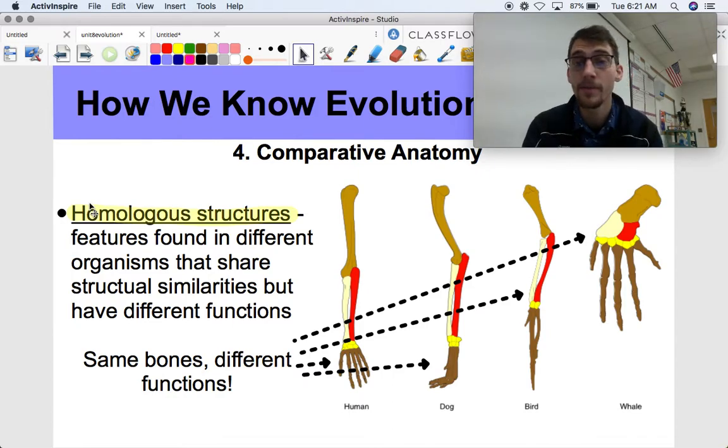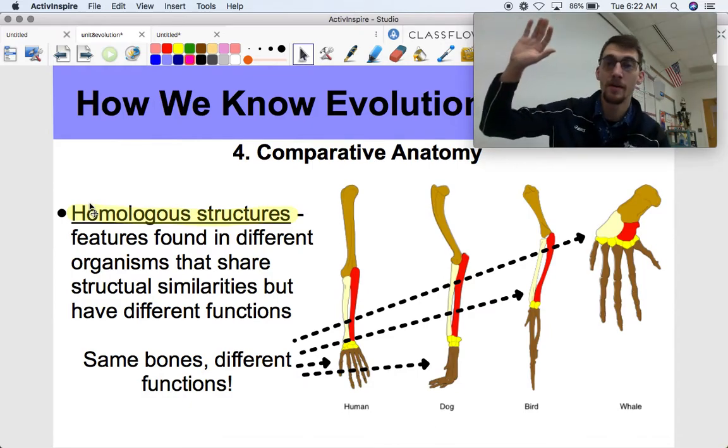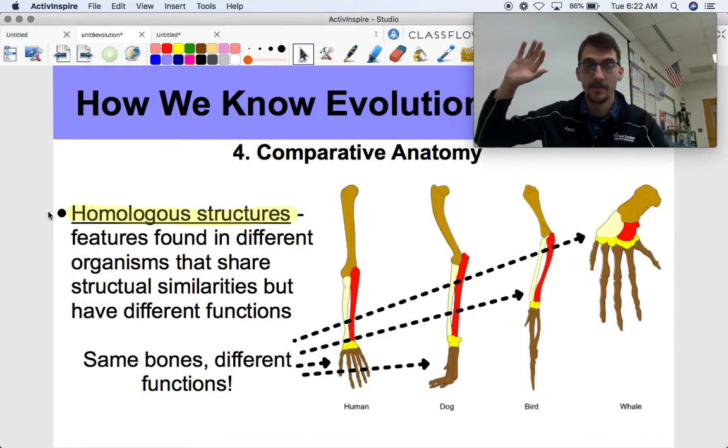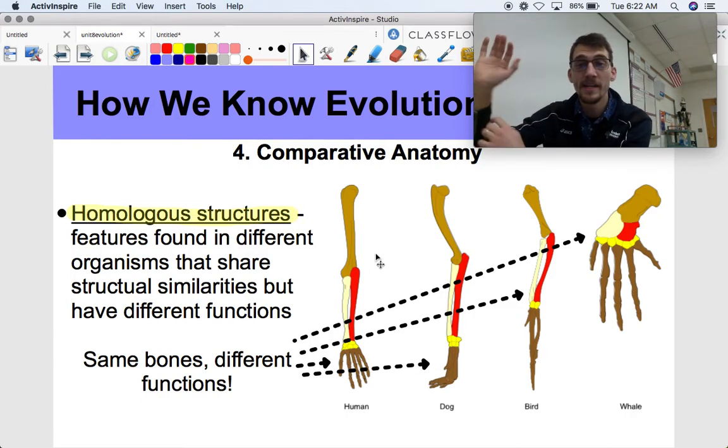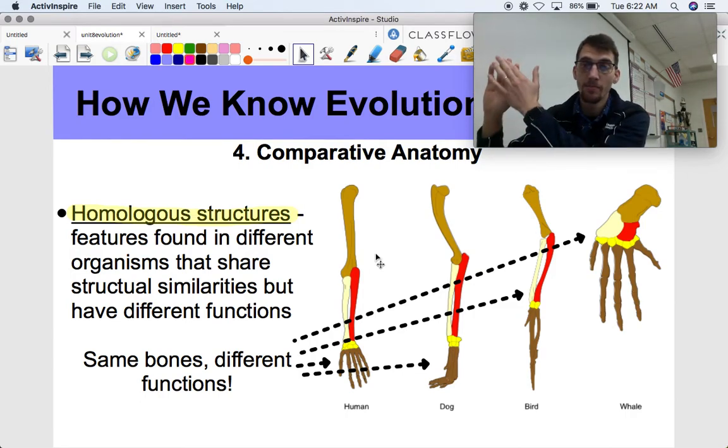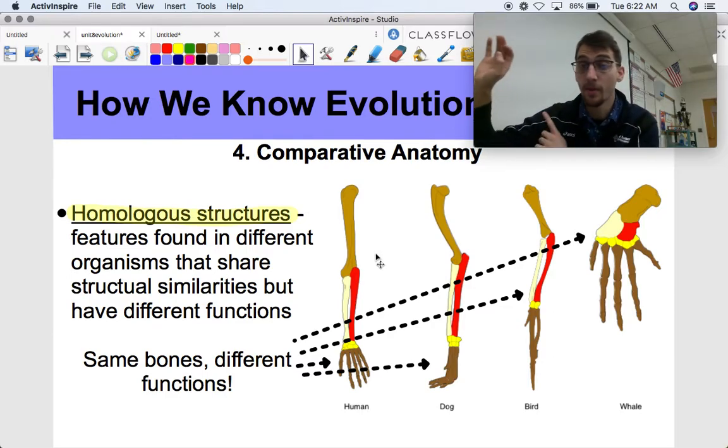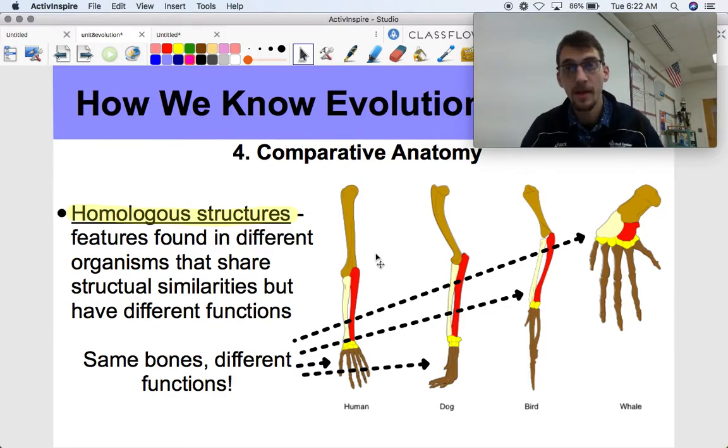So the first term that I'd like to introduce to you, with regards to comparative anatomy, is homologous structures. And these are features found in different organisms that share structural similarities but have different functions. Okay, so this is an arm of a person down here, this picture. And every single human being has a humerus, a radius, an ulna, carpals, metacarpals, and phalanges, those sets of bones. So it's like one bone, two bones, many bones, right?